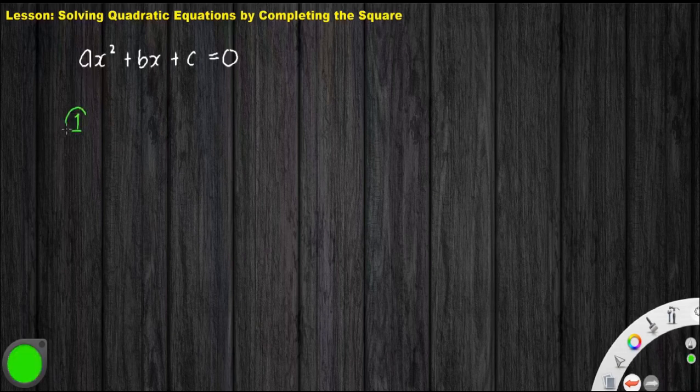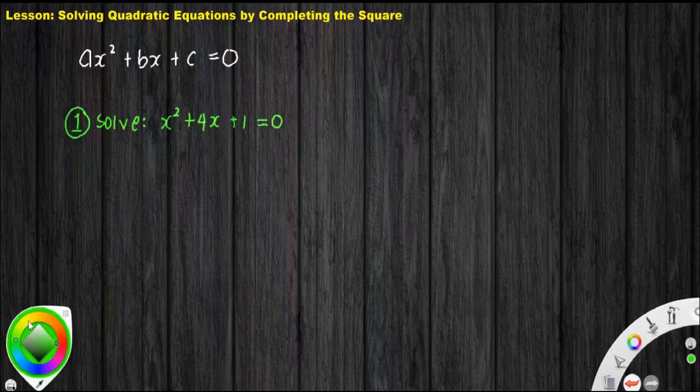Now, for our first example, meron tayong x squared. Ito yung given natin: x squared plus 4x plus 1 equals 0. Now, paano natin gagawin yan? So I want you to focus on the 5 simple steps.